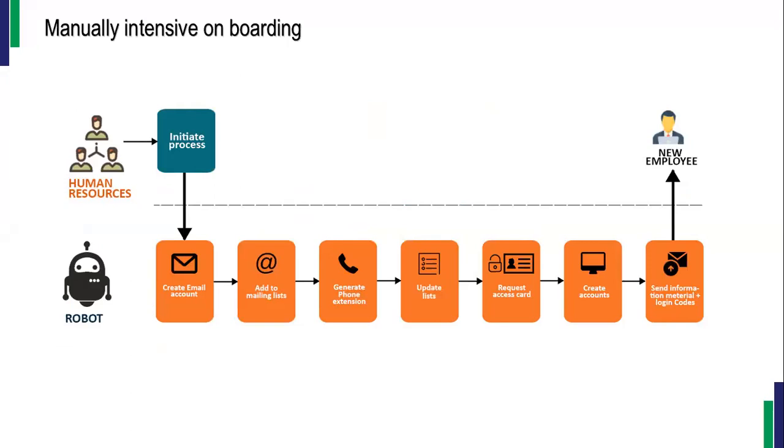Okay, so in the background, they will create a mail ID for us. They will add us to some mailing lists, for example groups related to our position. Based on position, they will give you a SIM card. They will update your details in the list for salary processing and all. They will request an access card, food card, all these things which are very repetitive for the employee joining process, right?